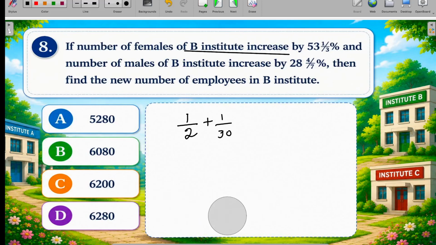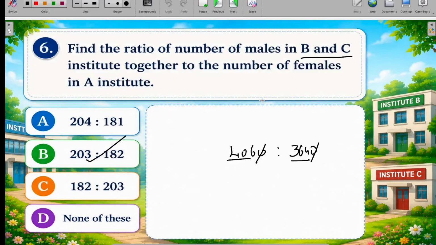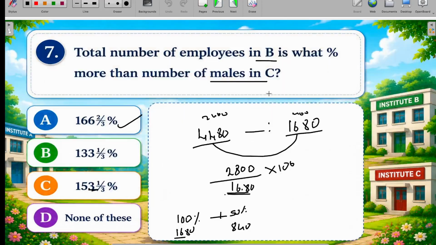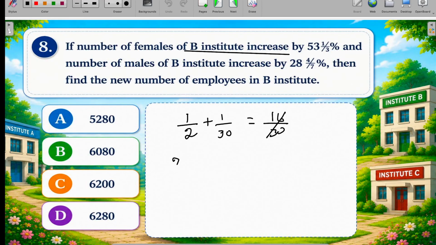Okay, that is 1 by 2 and 1 by 30, LCM 30. Then 15 plus 1, 16 by 30. That will be 8 by 15, you can take it. We know B institute females, I think 2100, I remember. Yeah, let's check it. Yeah, 2100. So 2100, 16 by 30 or 8 by 15, 16 by 30 is the best actually to calculate that. The zeros get cancelled.